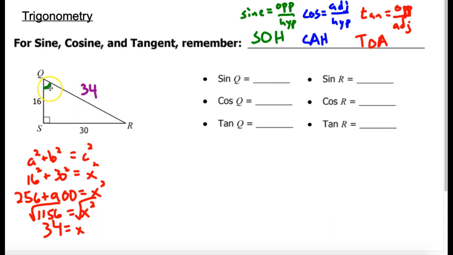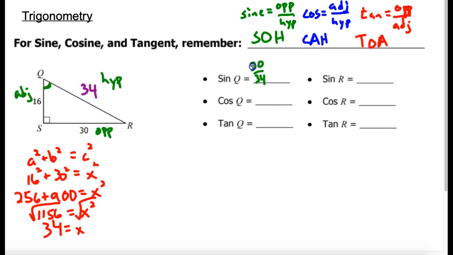All right, so with respect to Q, this 30 would be the opposite side because it's not touching angle Q. 34 would be the hypotenuse because it's opposite the right angle. That leaves 16 would be adjacent because it is touching this angle. It's the leg that's touching this angle. So now sine is opposite over hypotenuse. So that's going to be 30 over 34.